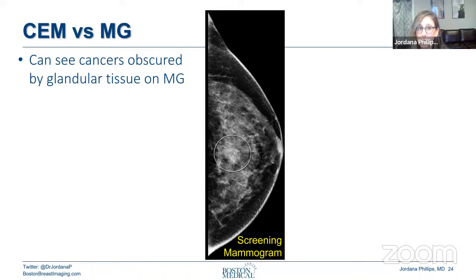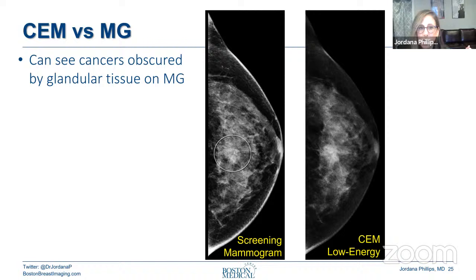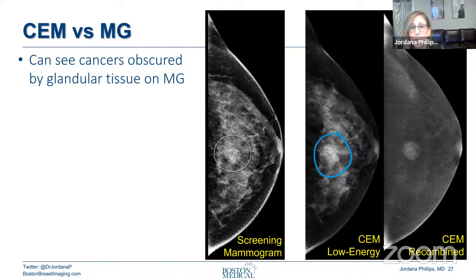These are the low energy images. Again, look just like a 2D. And you can see the mass there in the central aspect of the breast. The question is, is it a mass? Is it an asymmetry? On the low energy images, it really looks like a discrete finding. When we do the recombined images, we can see that there is definitely an abnormality there. This is a true finding. And we can also see that it's limited to that portion of the breast and there are no other suspicious areas of enhancement throughout the remaining aspect of that breast. So again, helps us characterize a lesion and also improves our understanding of if there are other abnormalities throughout the remaining aspect of that breast or the contralateral breast.